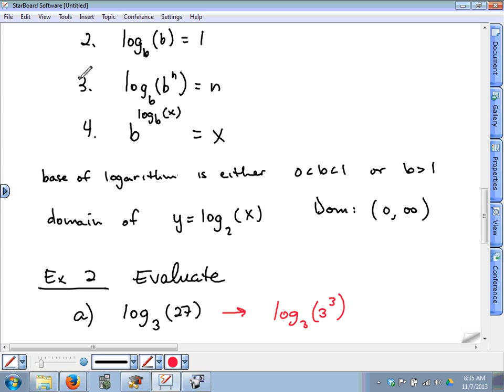Now we can use property 3. If you take the logarithm of an exponential that has that same base, they cancel. Log base 3 cancels with that base of 3. What are you left with? So the answer is 3. The log base 3 of 27 is equal to 3.